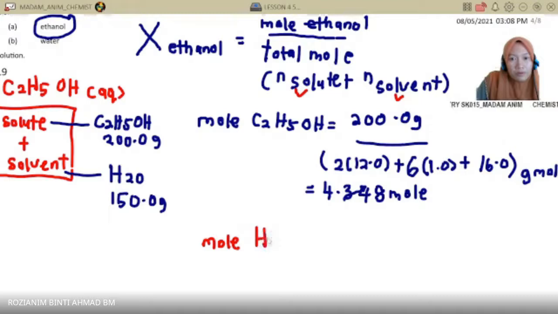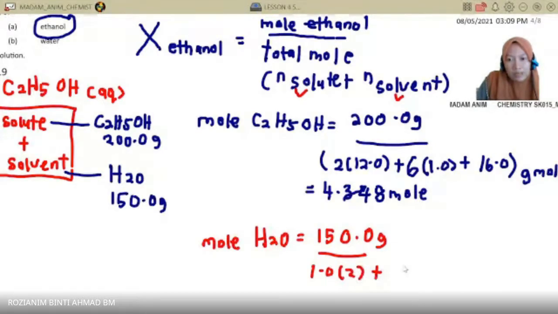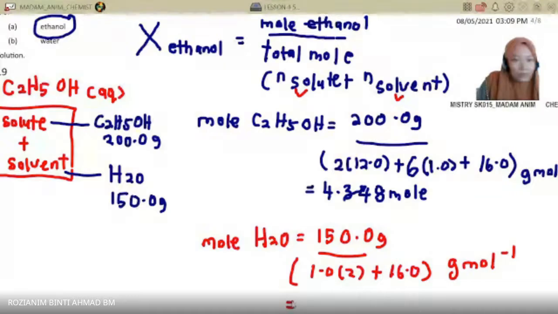The mole for water. So the mass given, 150 gram, over molar mass for hydrogen 1 times 2 plus 16.0. Okay, the unit is gram per mole. So the final unit is also mole. So the mole for water is 8, right?